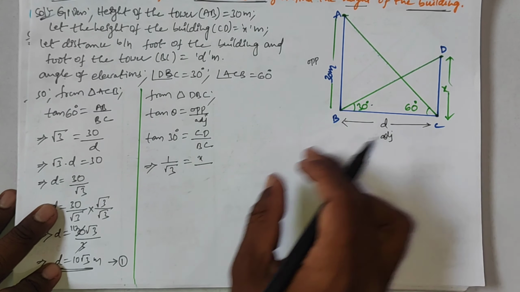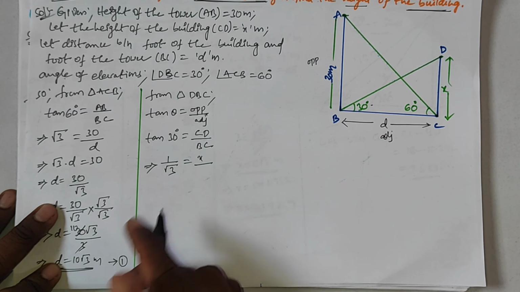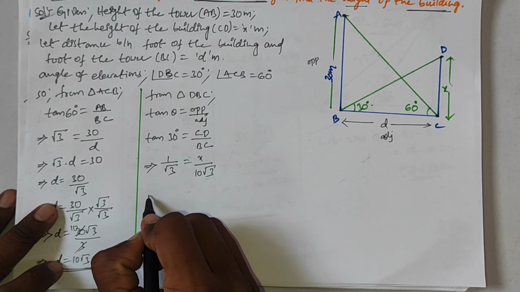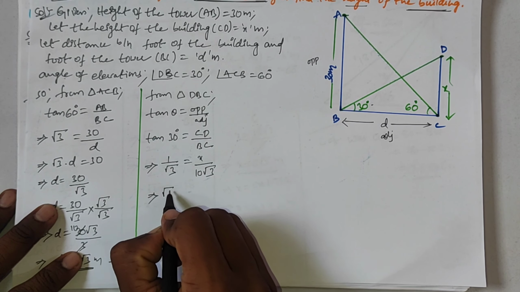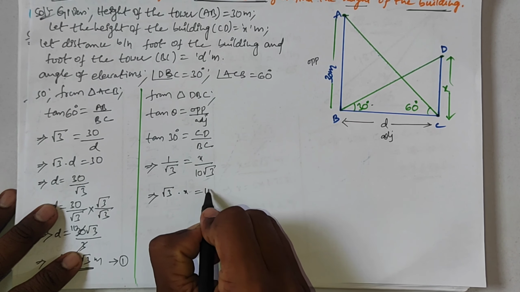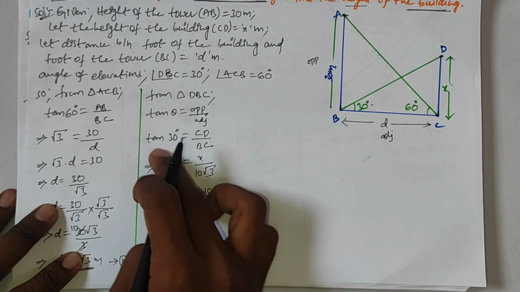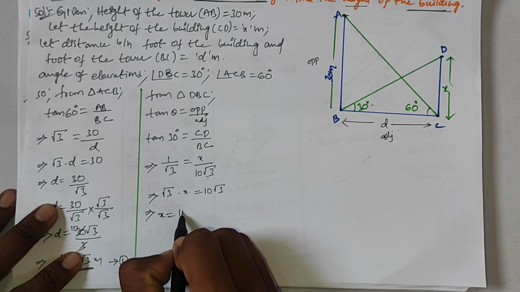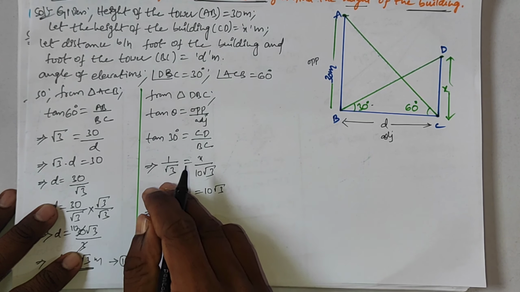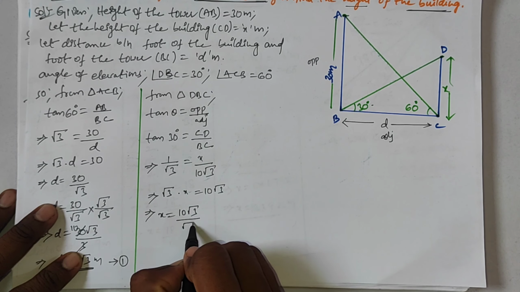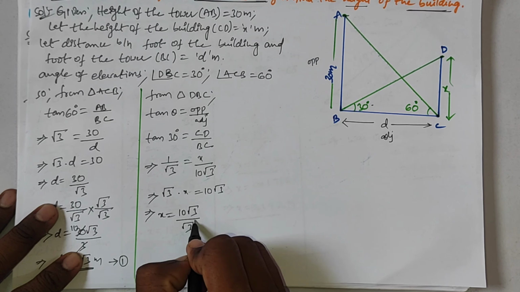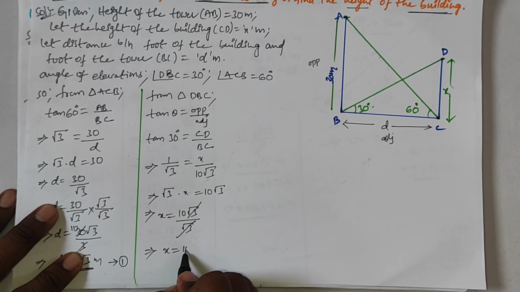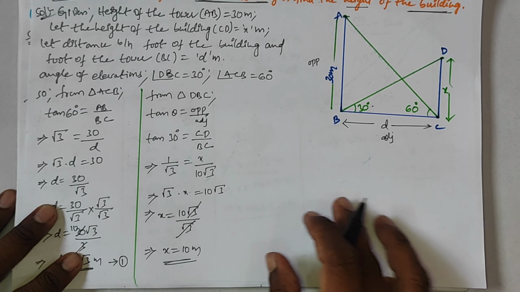From equation 1, what BC value did we get? 10 root 3 meters, right? Here D indicates the distance. Again cross multiplication: root 3 into x is equal to 10 root 3 meters. This implies x is equal to 10 root 3 by root 3. Now clearly root 3 will be cancelled. This implies x equals 10 meters. We got x equals 10.